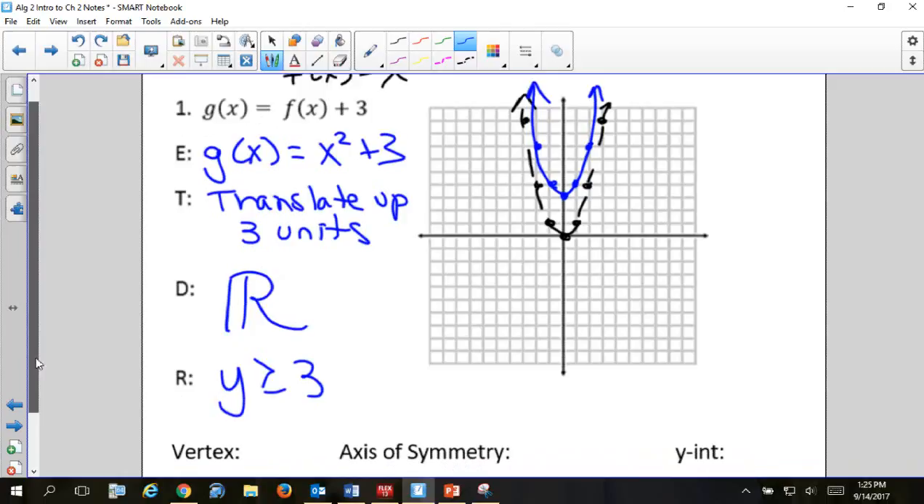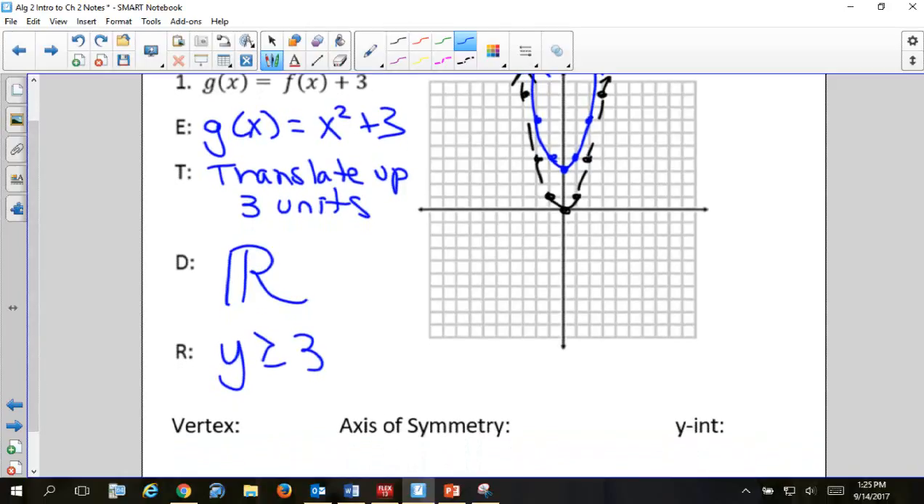And then we look and we need to find our vertex. Our vertex is that turning point on the graph. Right now it's the lowest point. What is that turning point for the vertex? 0, 3. That is our vertex.